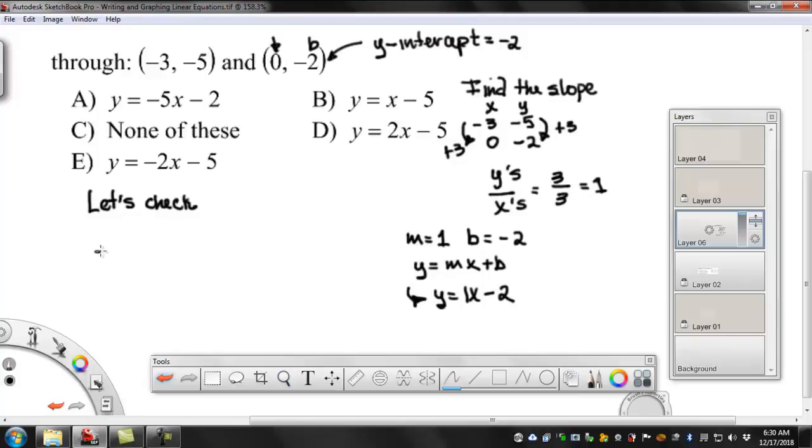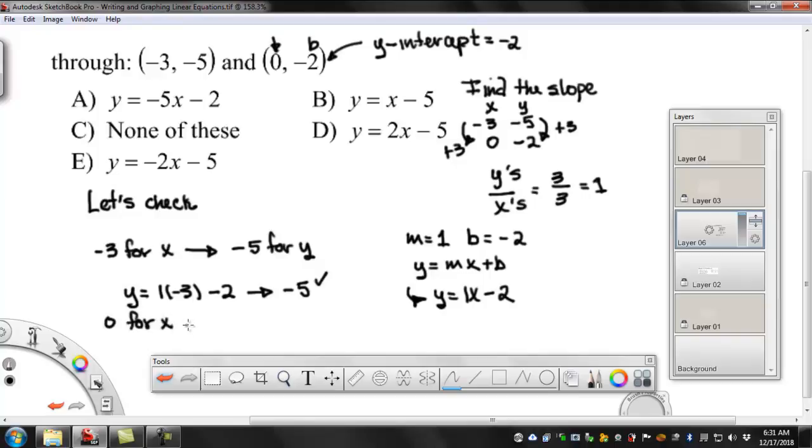So I think the best idea when you have none of these or none of the above, what we need to do is check to make sure what we've got is the right equation. This means that we're going to substitute a negative 3 in for x, and we should get a negative 5 out for our y. So we take our equation 1x, and x is negative 3, minus 2, and we put that in our calculator. We do get a negative 5, so that checks out for the first point. We'll go ahead and check it for the second point.